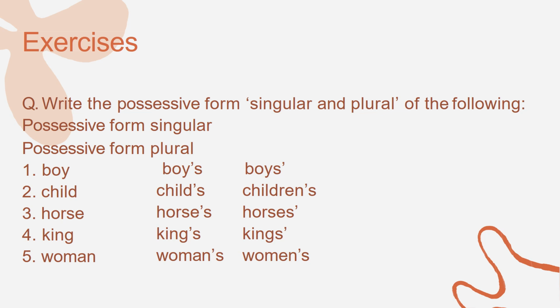Then comes woman. The singular will be woman's with apostrophe s, while the plural will also be apostrophe s, because just like children, it is plural but it is not ending with s.